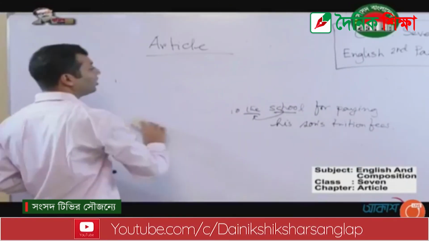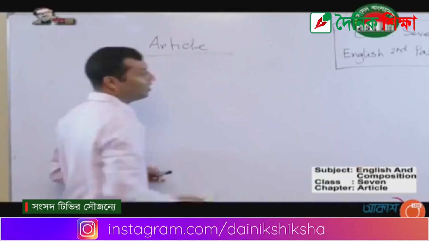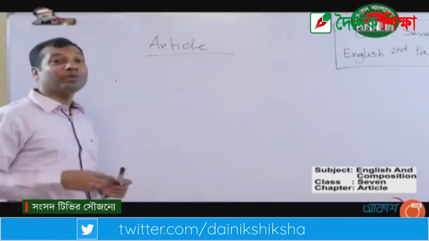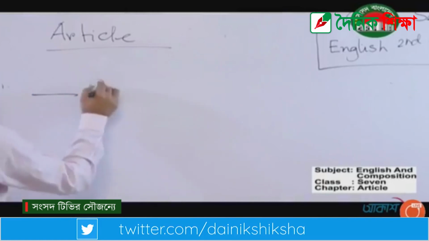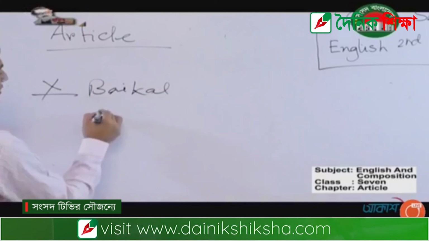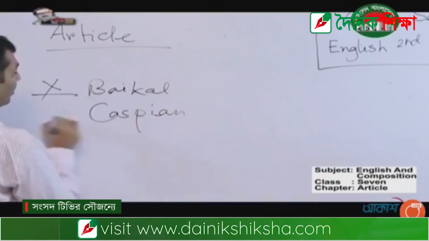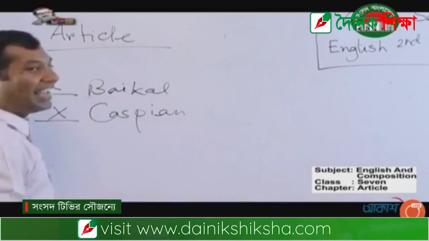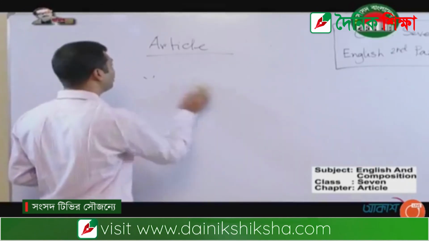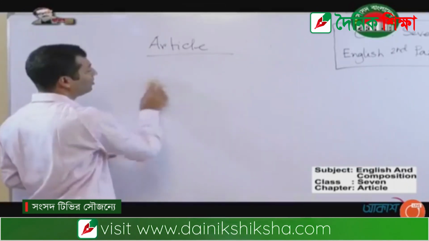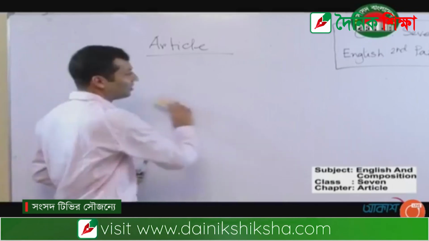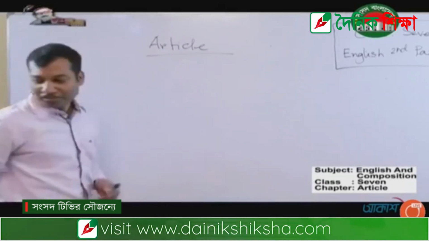And you know that before the names of any sea or river, you need to use the article the, but never use the article the before the names of any lake. For example, Baikal, Caspian. Before the names of any lake, you do not need to use the article the. If you go through any grammar book, you will come across some other rules, and if you find a problem, you can ask us by going to Kishore Batayon.